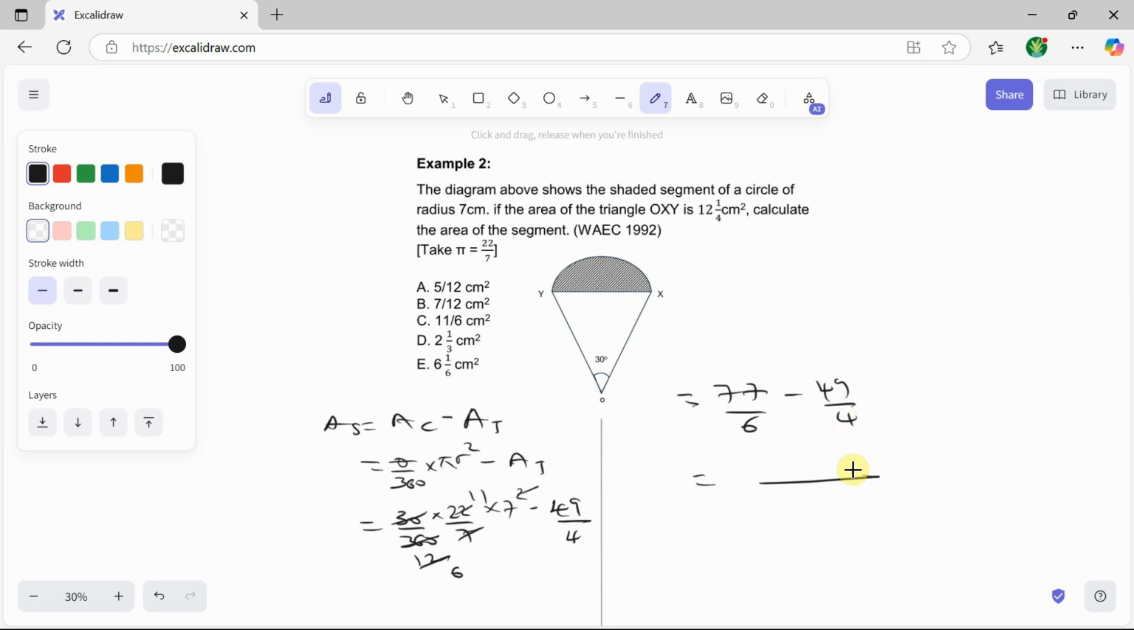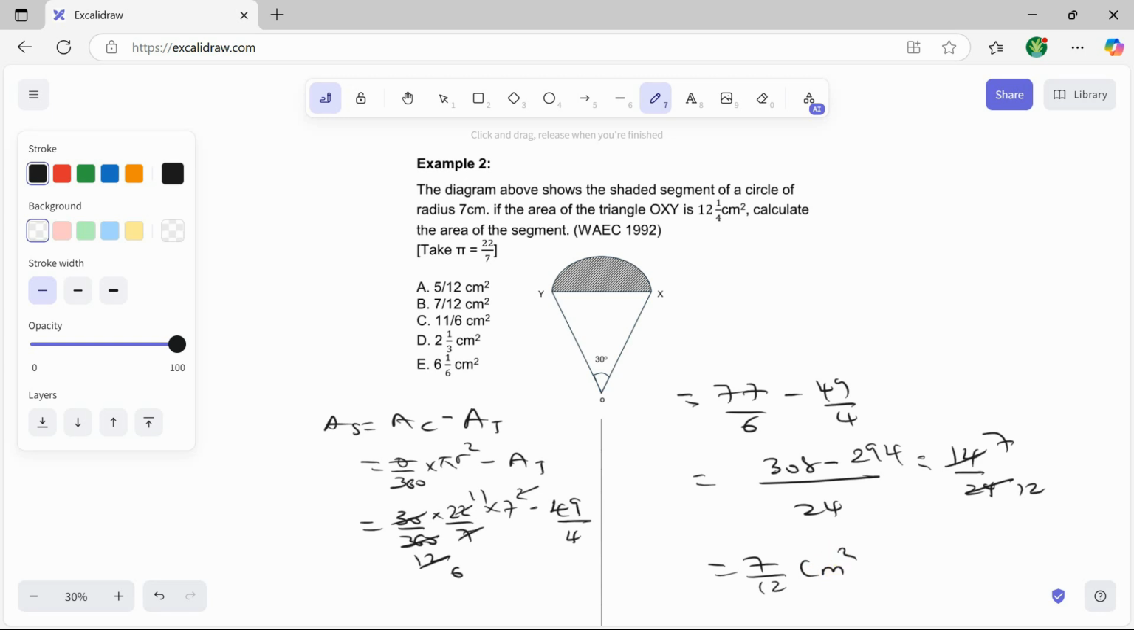So the LCM here is 24. 24 in 6 is 4. So 4 times 77, that gave me 308, minus 24 in 4 is 6. So 49 times 6, that gave me 294. So 308 minus 294, that gave me 14. So 14 over 24, 2 here 7, 2 here 12. So the answer here is 7 over 12 centimeters squared, and that will be option B.